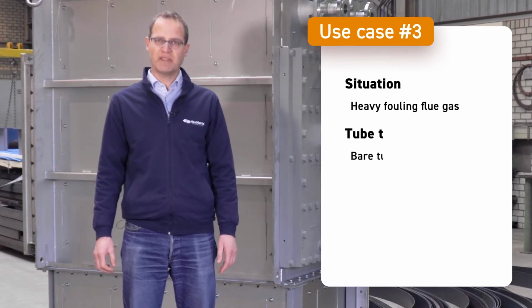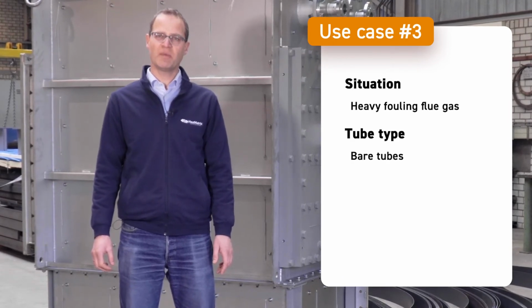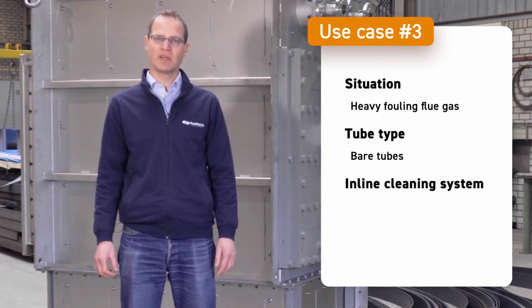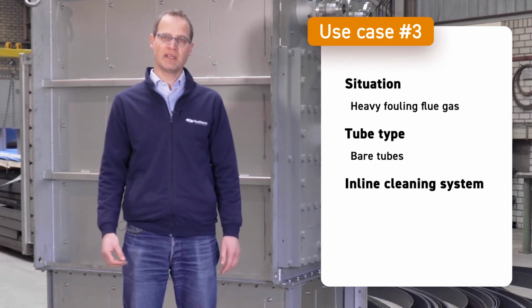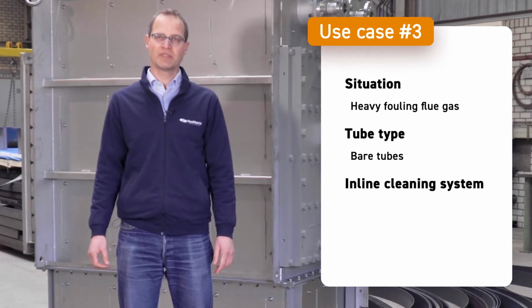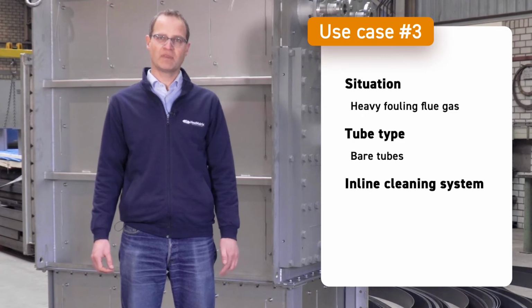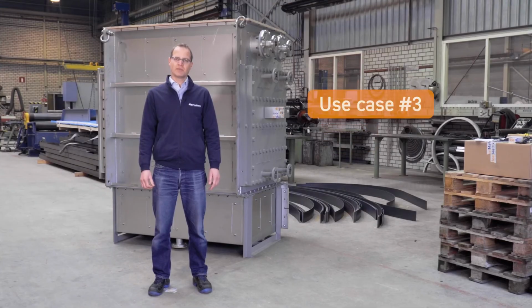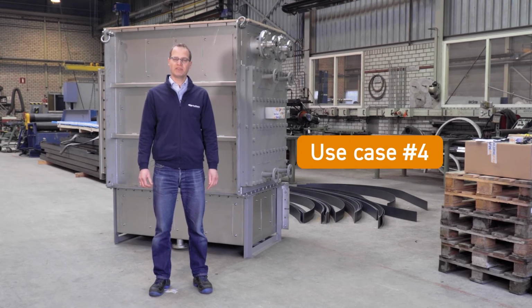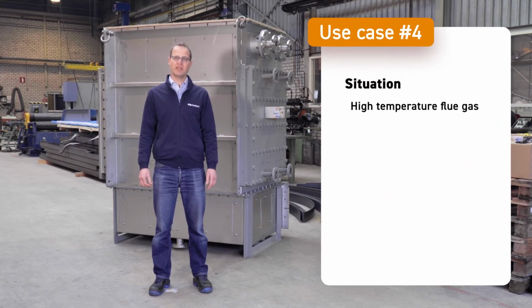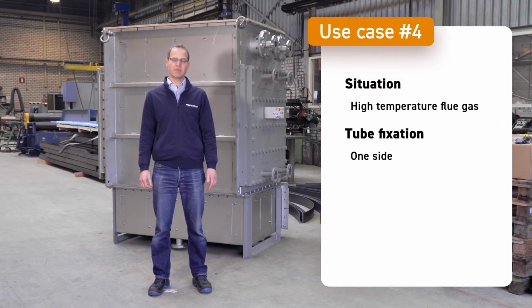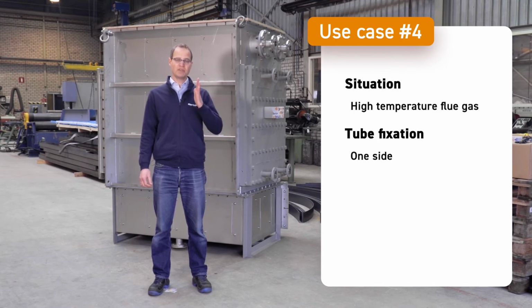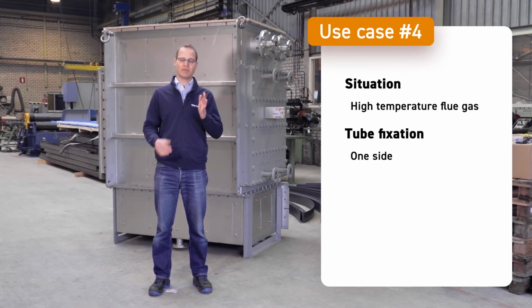In that case, it's best to use bare tubes in combination with an inline cleaning system. Finned tubes would clog up, and if you wouldn't use inline cleaning, your whole system will fill up with fouling in the end and you will not have a functioning heat exchanger. The fourth case of operation is usage for very high temperatures. In that case, it's best to have your economizer built up with a tube sheet just on one side, so that you have free floating tubes and prevent buildup of thermal stresses.